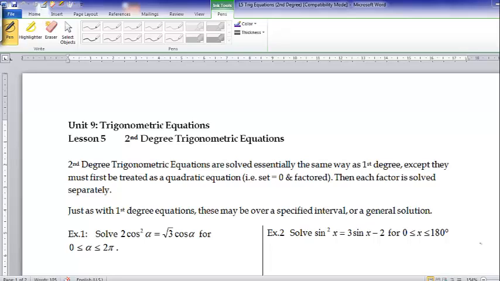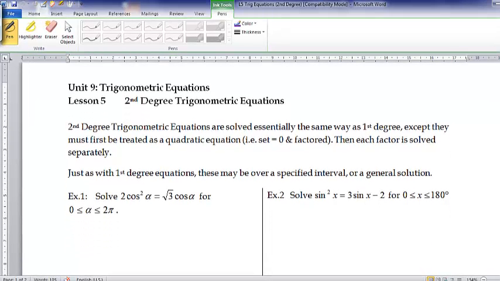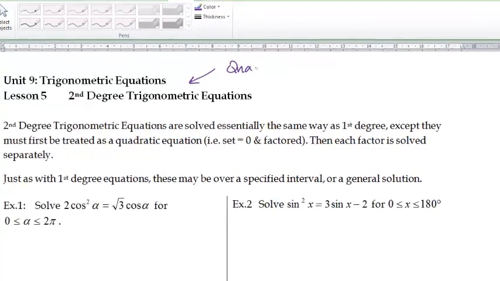All right, so here we go with lesson 4. This is the last lesson here for unit 9, trig equations, before our quest. In other words, we're just going to be solving second degree trig equations. So now, instead of having linear trig functions, we're going to have quadratic functions in them.